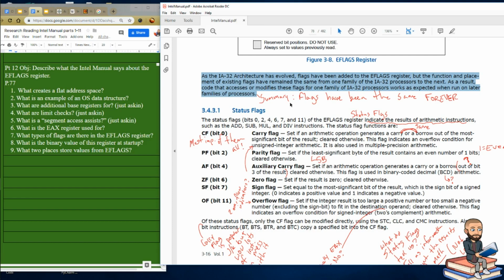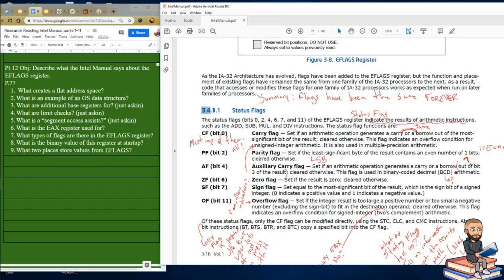Before I read, I could summarize. Flags have been the same since forever. So they say that as the IA32 architecture has evolved, flags have been added to the Eflags register, but the function and placement of existing flags have remained the same from one family of the IA32 processor to the next. As a result, code that accesses or modifies these flags for one family of processor works as expected when run on later families of processors.